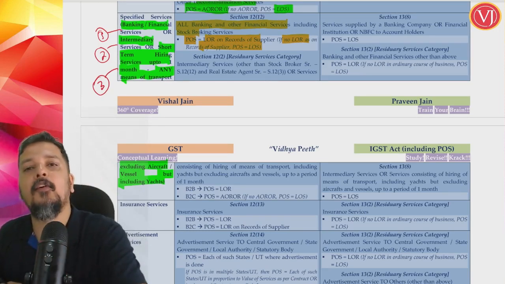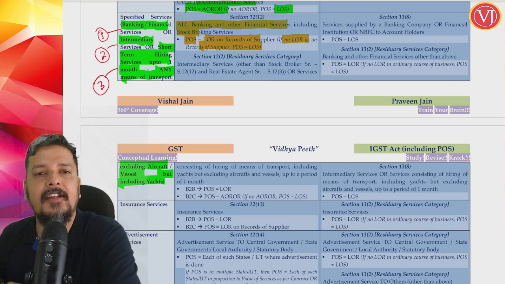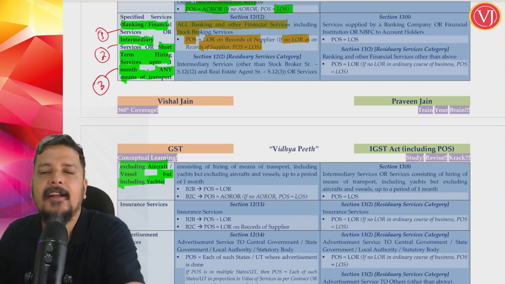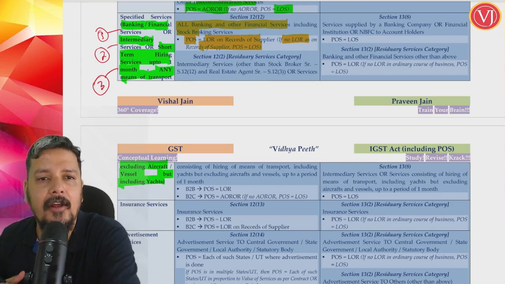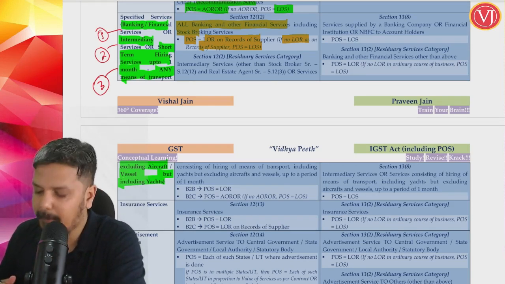At times for a few banking services, your address will not be available. Supposing you are taking the services of DD, where charges are taken. It is highly possible that the bank does not have your address. Then they'll go with location of supplier.